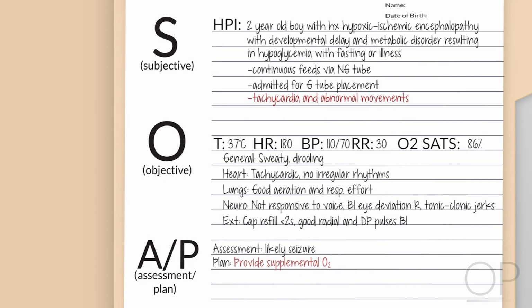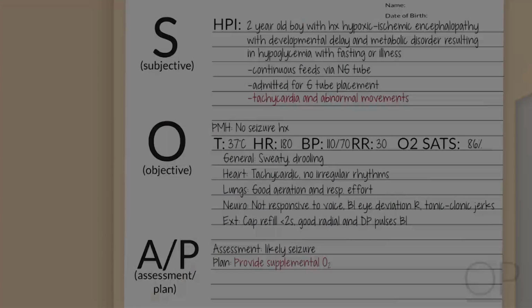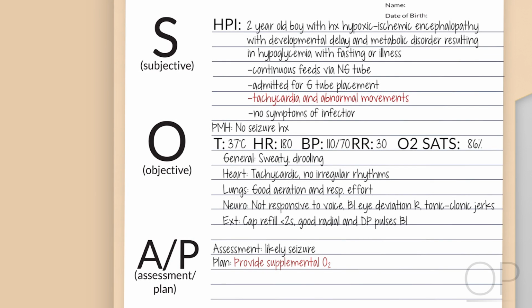Ask about past history of seizures and management parameters if he has a seizure history. In this case, he has no seizure history. Does he have fever or other infectious symptoms? Because this can lower a seizure threshold. In this case, negative symptoms for an infection.